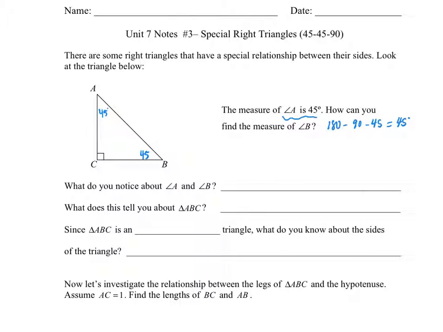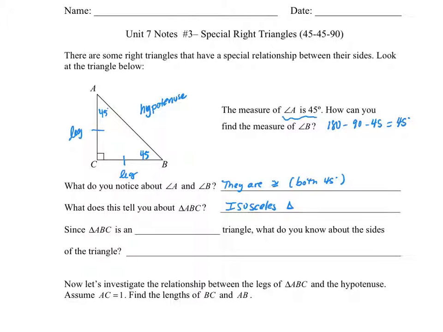So what we notice about angle A and angle B is that they are congruent. They're both 45 degrees. And that makes this triangle isosceles, because if two angles are congruent, then the sides across from those angles must be congruent. So those are the two legs in our right triangle, and they're congruent to each other. Alright, the third side, again, is our hypotenuse because it is a right triangle.